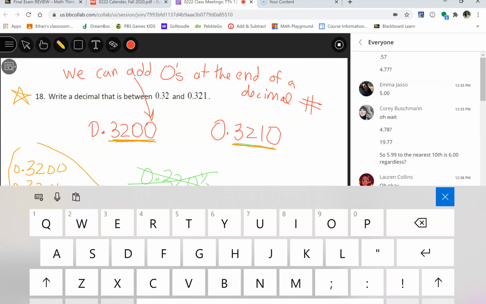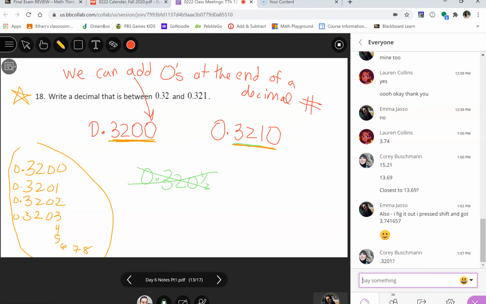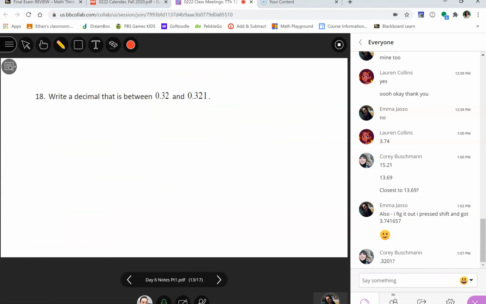Yeah, let me do another example here. Let's see. Let's do this one. I'm going to say, think for a second and then type it on the screen. Find a number between 0.05 and 0.06. Decimal number between those. Okay, go ahead and type them on the screen. What are you thinking?